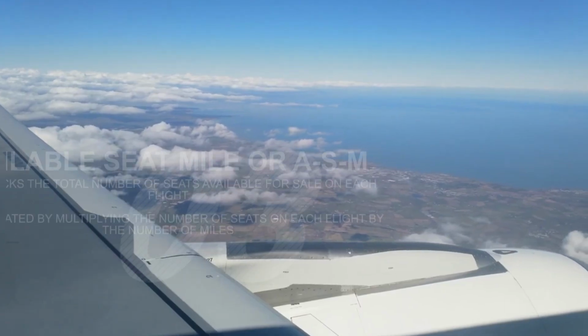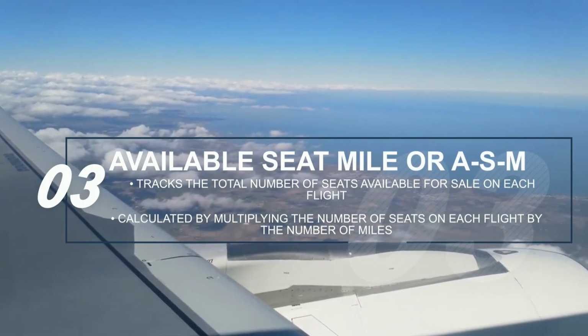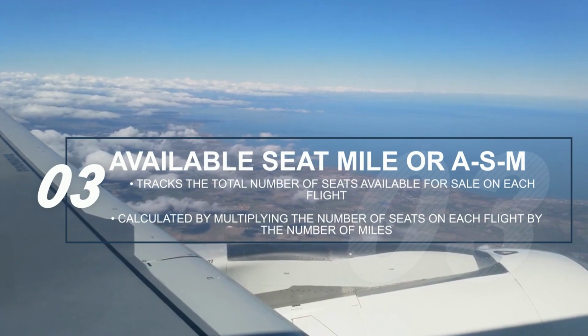3. Available seat mile, or ASM. ASM tracks the total number of seats available for sale on each flight. It is calculated by multiplying the number of seats on each flight by the number of miles flown.